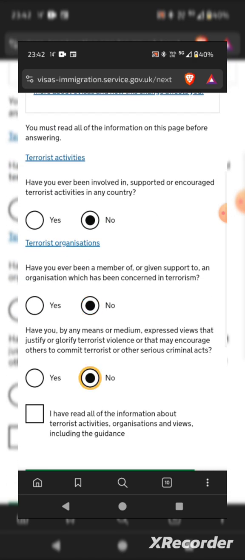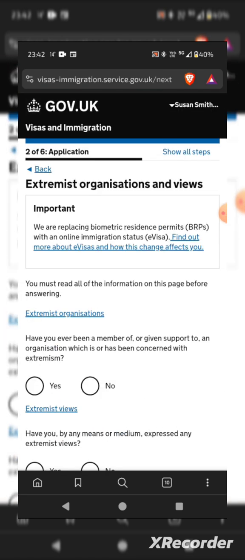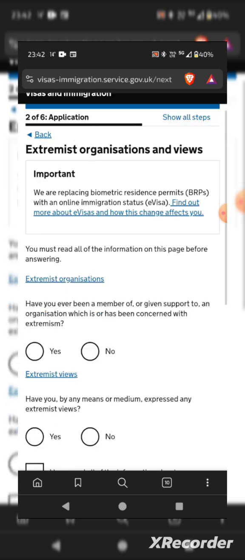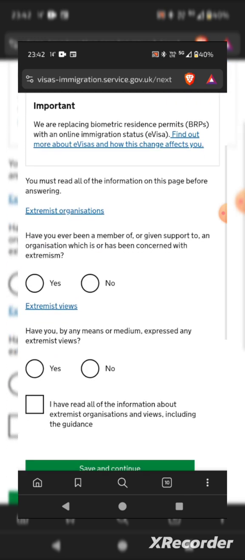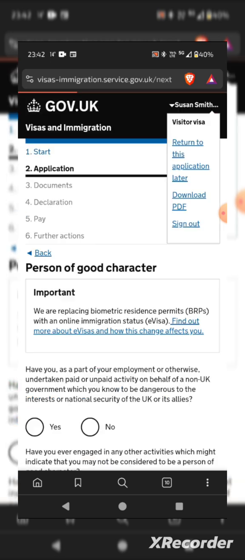Political views? For most of you, it's probably no. Save and continue. Agreed. Save and continue. I think we're almost there, guys. Extremist views, all the jihad, Al Qaeda, all those things. Save and continue. No. Of course.